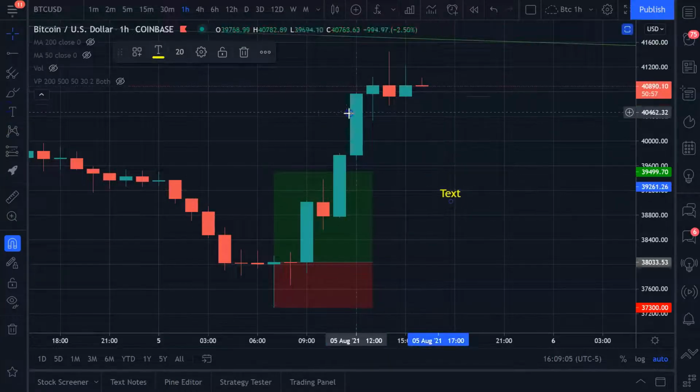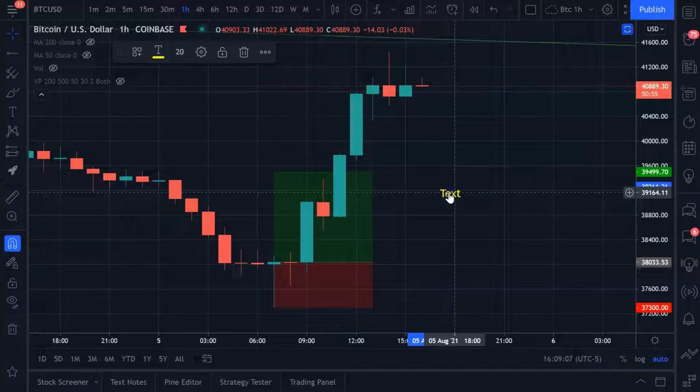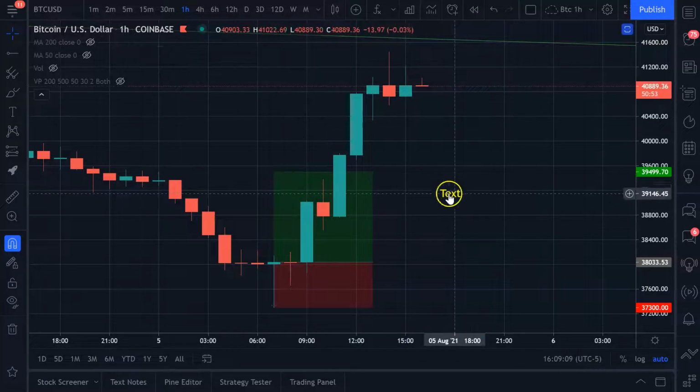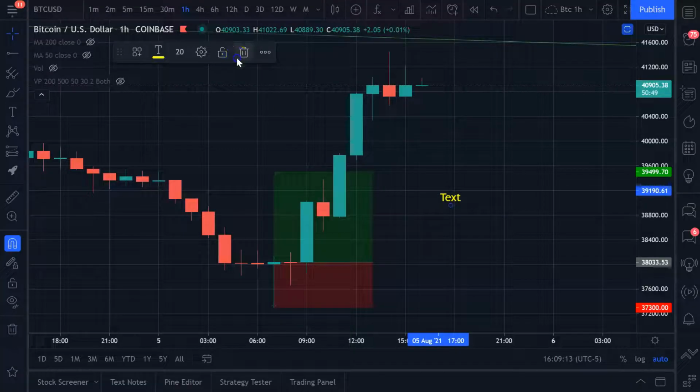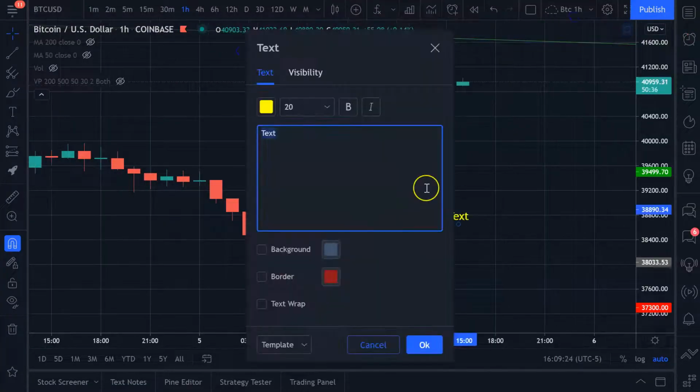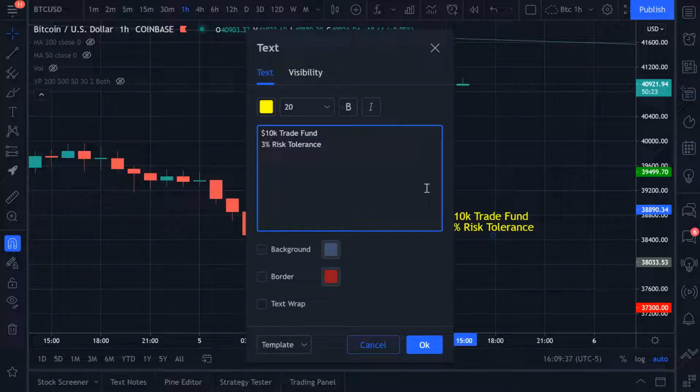Let's say that you have, I don't know, let's say you're risking, well, TradingView is acting up. It's not letting me edit the text. I know why. All right, so let's say that you have a $10,000 trade fund. Just using nice, easy math here. Let's say you got a 3% risk tolerance. I'm a big believer in 1%. Let's say, and now let's do 1% because that's really what I think is more realistic.